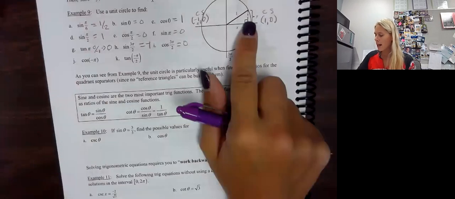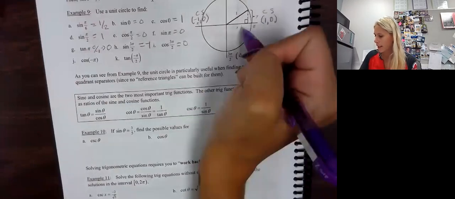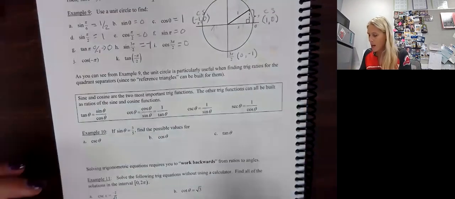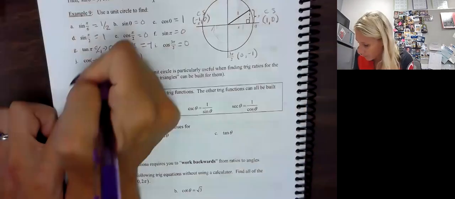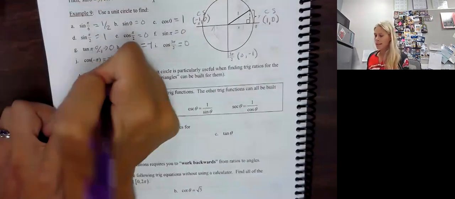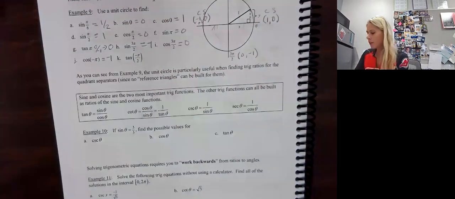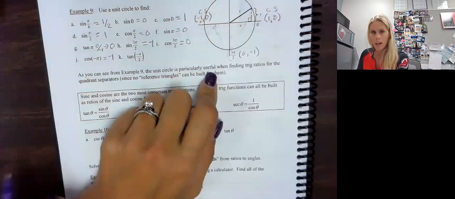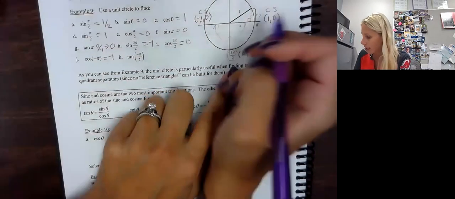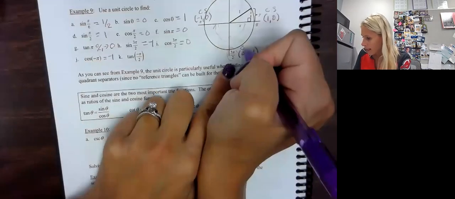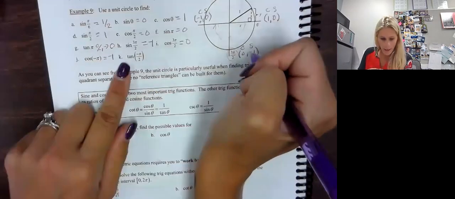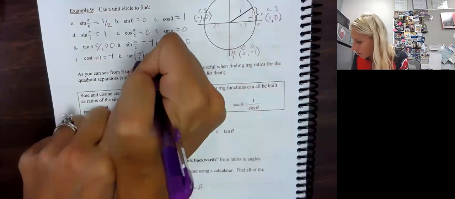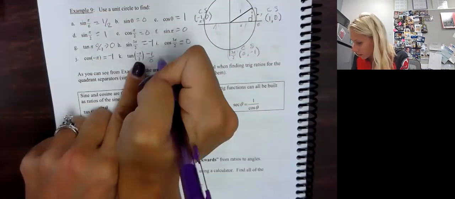Okay, here's our tricky ones. Cosine of negative pi. So remember, negative, we're going clockwise, but really negative pi is the same thing as pi. What is the cosine? Negative 1. Tangent of negative pi over 2, so backwards. So negative pi over 2 is the same thing as 3 pi over 2. And tangent is sine over cosine, so we get undefined because that's negative 1 over 0.